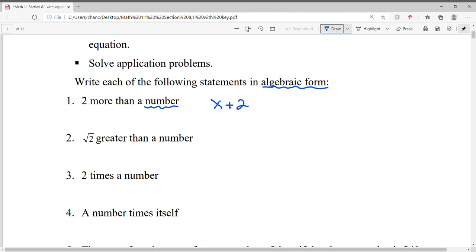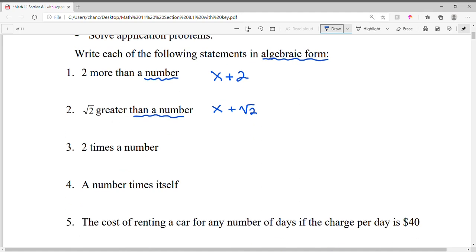Number 2, square root 2 greater than a number. This is very similar to the first one, except we're using the square root of 2. So I'm going to write x plus square root of 2. This is the square root of 2 greater than a number. Number 3, 2 times a number. This implies multiplication. Multiplication with x. So this is 2x.